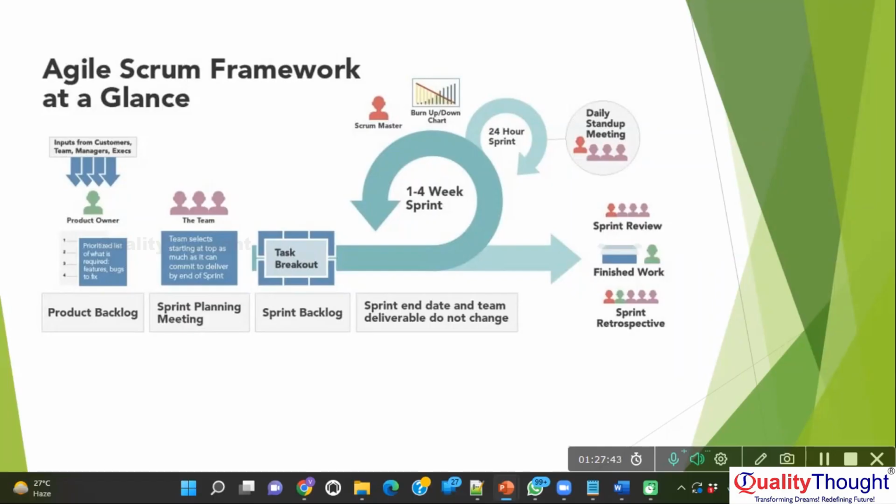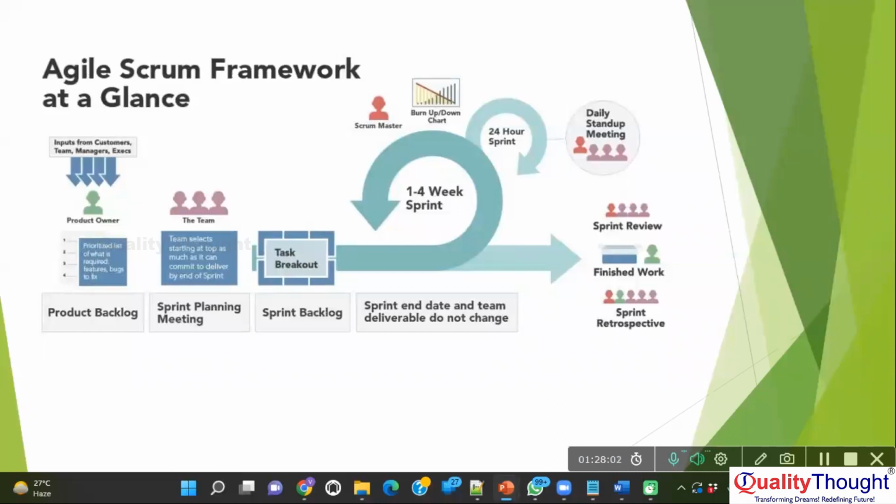This is called Agile Scrum. Nowadays, most organizations are using Agile Scrum only. They're not following the waterfall model. There is a BA who is like a product owner. Mostly the role got changed. He's like a product owner.